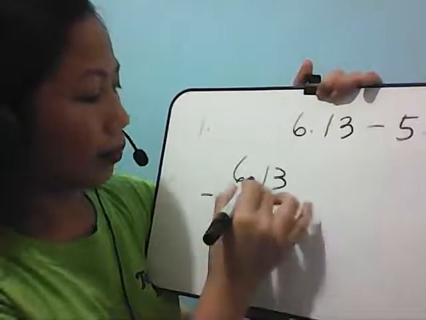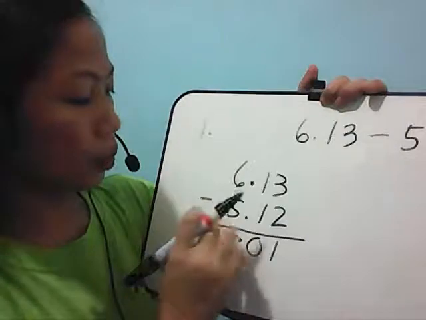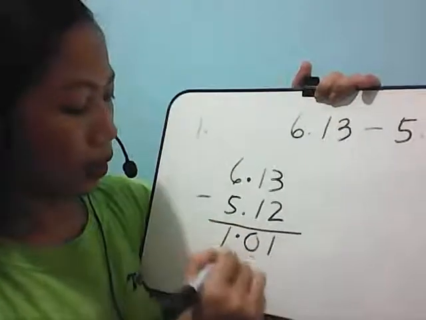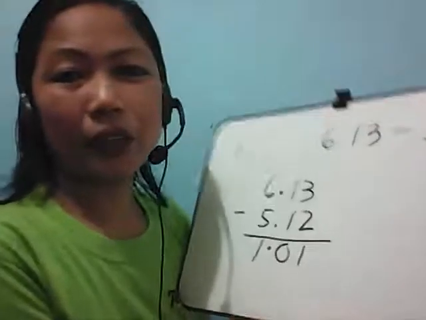right here, the decimal point. And of course, 6 minus 1 is equal to 1. So, it's like adding decimals lang din. Okay, yung process.